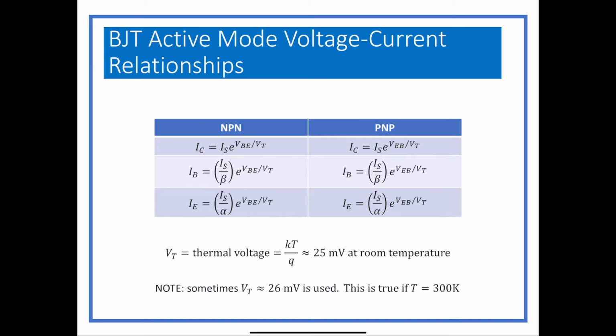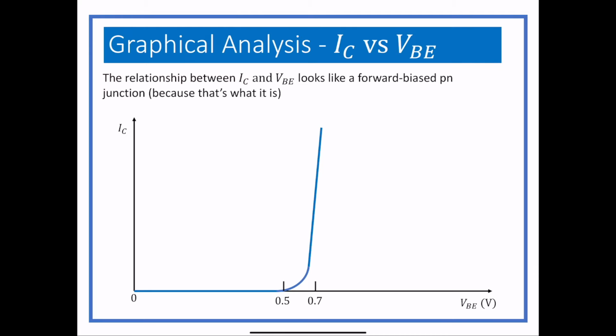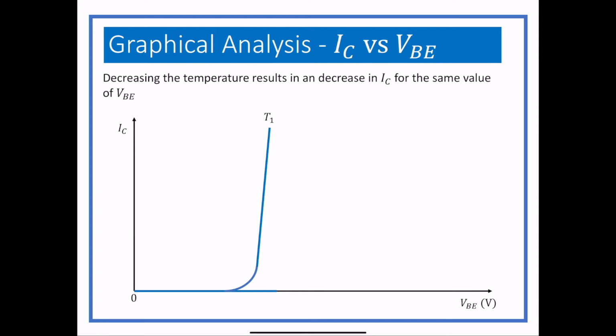If you look at what the graphing looks like, you see that if you graph IC and VBE, it looks like a forward biased PN junction because that's what it is. So it looks just like a diode. If you change the temperature, you get different values depending on what happens. If you start at a normal temperature, let's say T1, and you decrease the temperature, so you come up with a second value that's less, the curve actually kind of moves out.